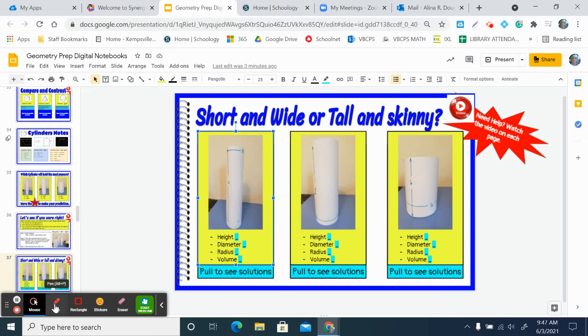Great job building all of your cylinders. I'm so proud of you. Now we need to do some calculating.